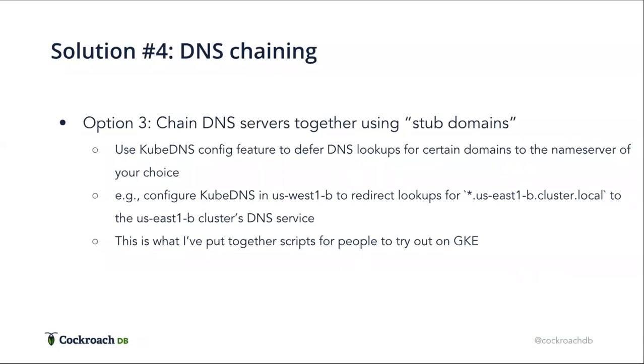So if you have a cluster in US West 1B and you do a lookup for some DNS address that ends in us-east-1b.cluster.local, then kubedns will know to just send that along to the DNS server that's running in that US East 1B cluster. This is what I've put together some scripts for, and we've documented on our website for people to try out. It's been most heavily tested on GKE.